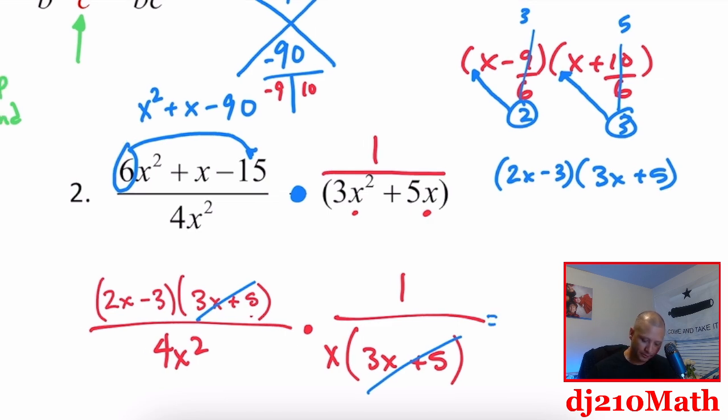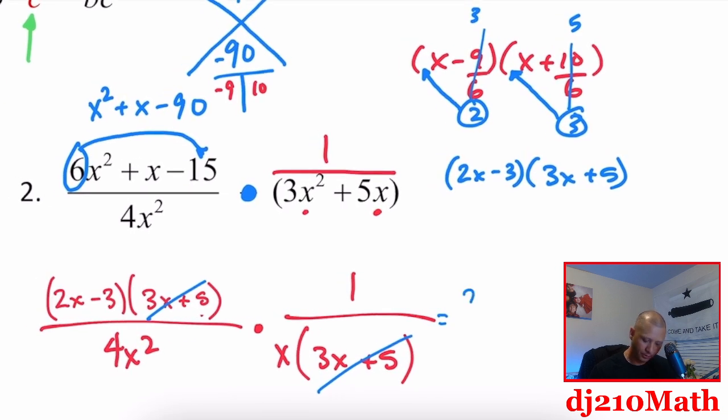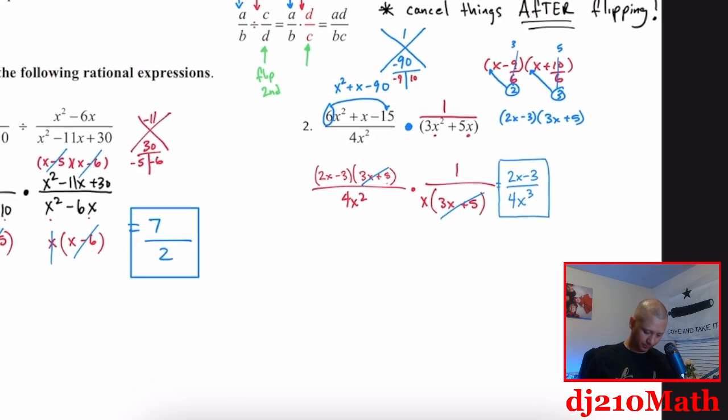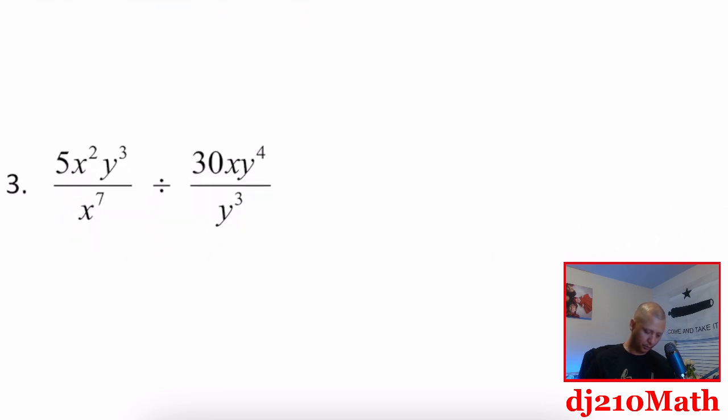So final answer is going to be 2x minus 3, right? Because that's really times 1 over 4. Add the exponents, 3, x3. Okay. We got 2 more. We're almost there.